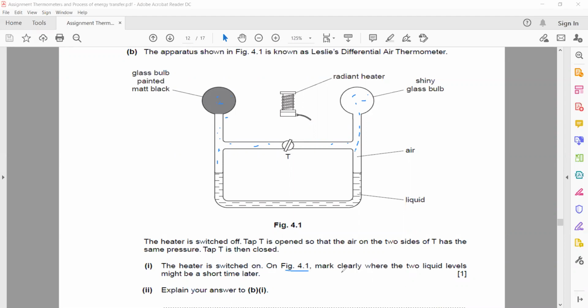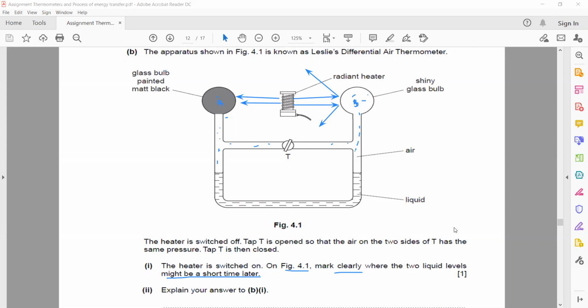On the figure, mark clearly where the two liquid levels might be after a short time. Look what happened, the heater will supply heat energy and we know dull and dark surfaces are good absorbers as compared to shiny surfaces. So which side will the gas expand more? Inside a dull black or inside a shiny bulb? The glass bulb painted with matte black or the glass bulb which has a shiny surface.